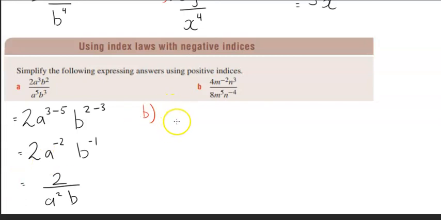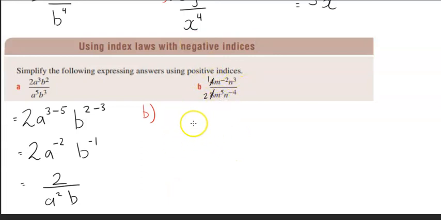So 4m to the power of -2 n cubed all over 8m to the power of 5 n to the power of -4. All right, let's see what's going on here. The 4 over 8, I already know that this is going to simplify down to a half. Okay, so 4 over 8 is the same as a half. So that knocks out one portion of it.